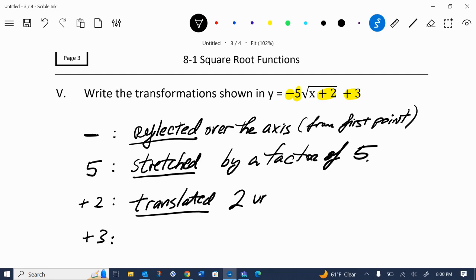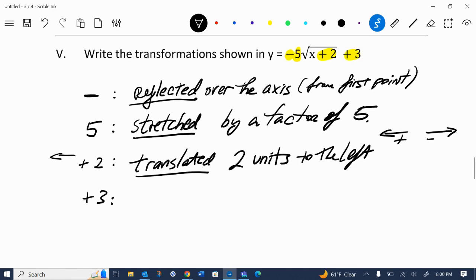Two units. We haven't decided if it's inches or millimeters or something else, so we'll just say units. Now, because it's plus, that means it will be going to the left. So plus means going that way, and minus means going that way. Left or right. So that's left and that's right.